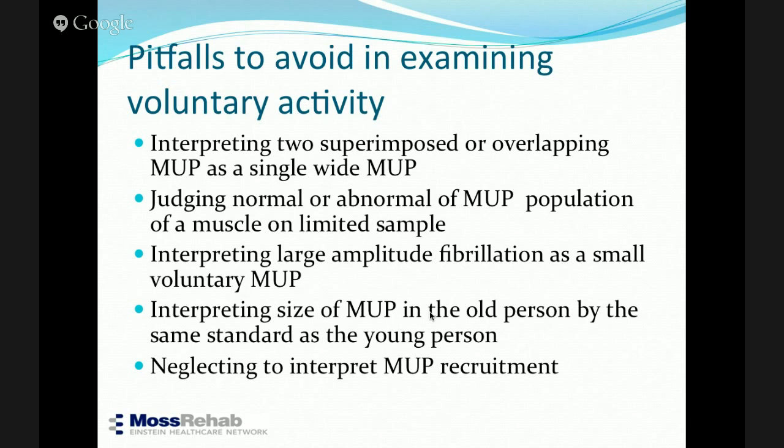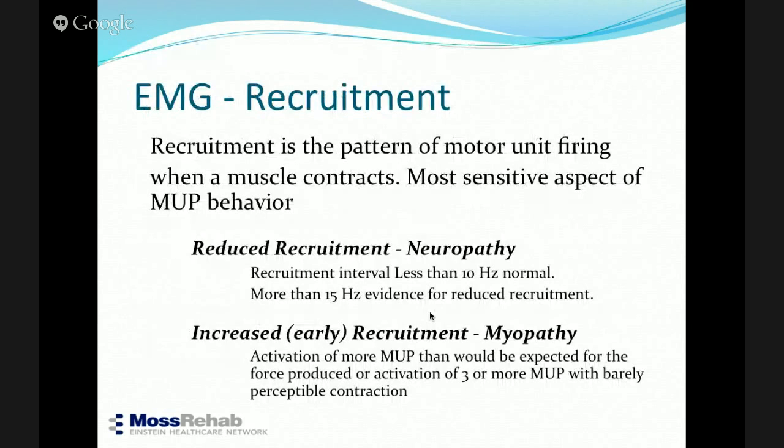And you know, in an older person, you're going to have larger, wider motor unit potentials, and you can't interpret the same as in a young person. And not looking at the recruitment is going to be also a problem. Reduced recruitment is seen in neuropathy, increased recruitment is in myopathy. So how do we know it's increased? Activation of more motor unit potentials than would be expected for the force produced, and or 3 or more motor unit potentials with barely perceptible contraction. That's increased.